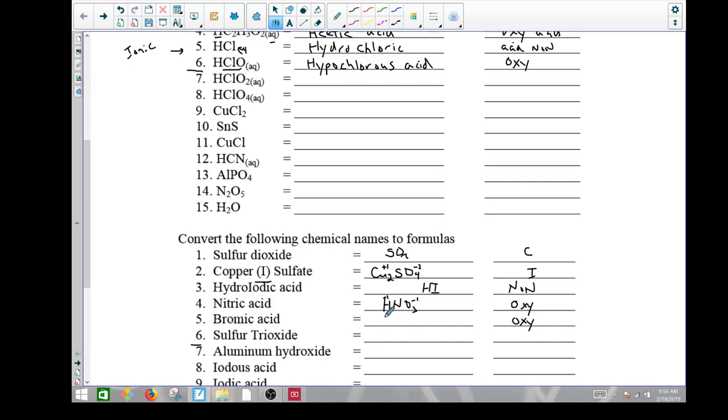Now bromic acid starts with an H, and BrO3. If you don't know what bromate is, you need to look on your ion sheet. +1, -1, all set. I didn't put AQs on these again. You can go ahead and do that if you'd like. And the last one, 1 sulfur, 3 oxygens. It's covalent. It's just sulfur trioxide.